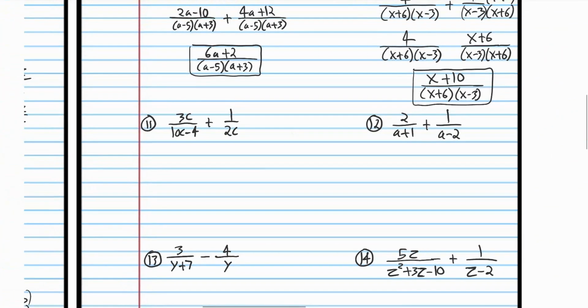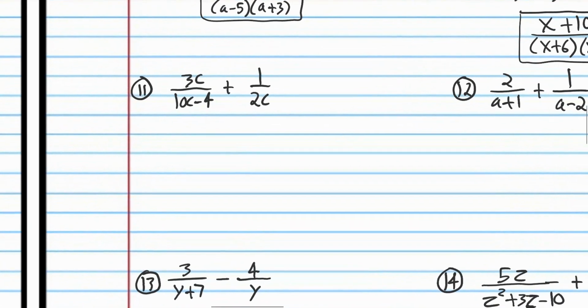So try number 11. Again, first step is to factor. You cannot factor 2c. There's nothing to do there, but there is something you can factor out of here. So factor and then get a common denominator using the fundamental principle of fractions and then combine. So try number 11. When you come back, we'll do it together.